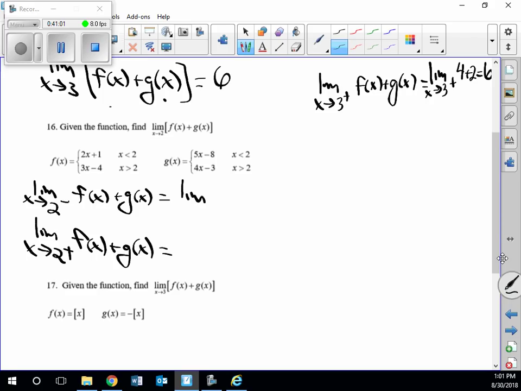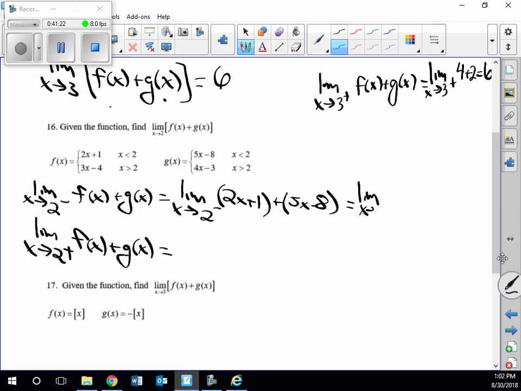So here we want the limit as x goes to 2 from the left of 2x plus 1. This is f. That's what f looks like when it's less than 2. And what does g look like when it's less than 2? It's going to be 5x minus 8. And now we can actually simplify this and evaluate the limit.